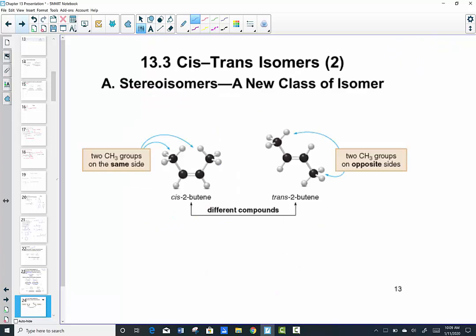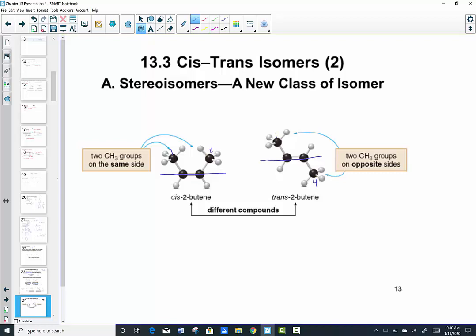Stereoisomers are indeed a new class of isomer based on the location of the groups coming out of the double bond. Here is the same molecule just drawn for us in a ball and stick fashion. Notice that the cis configuration places carbon 1 and 4 on the same side of the double bond, and the trans isomer places carbon 1 and 4 on the opposite side of the plane of the double bond.